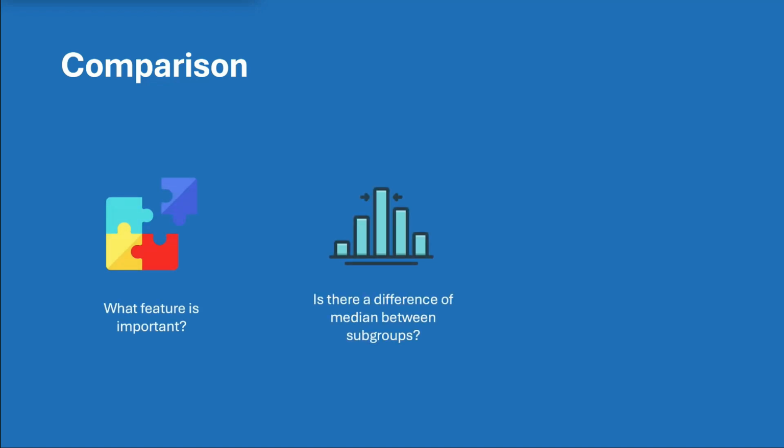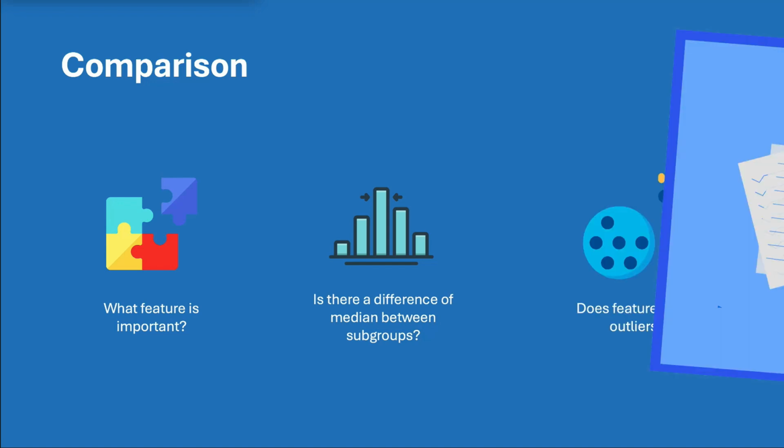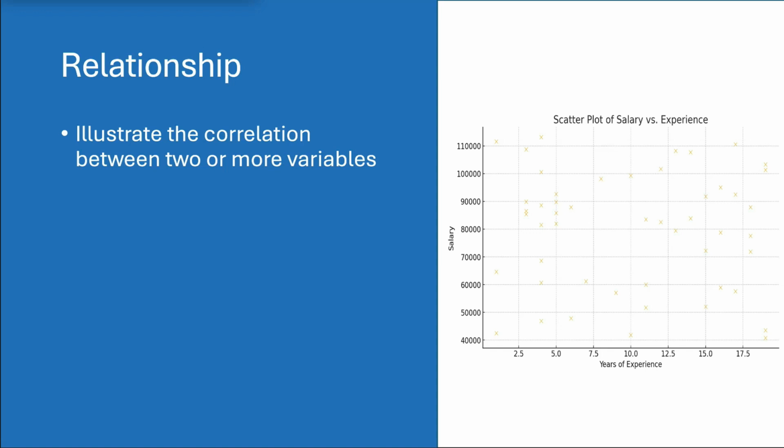Comparison visualizations reveal insights like the significance of a feature, variation in median or mean values across subgroups, and the presence of outliers. Next, we have relationship visualizations, which illustrate the correlation between two or more continuous variables. Scatter plots and line charts are frequently used for this purpose, showing how one variable changes in response to another.